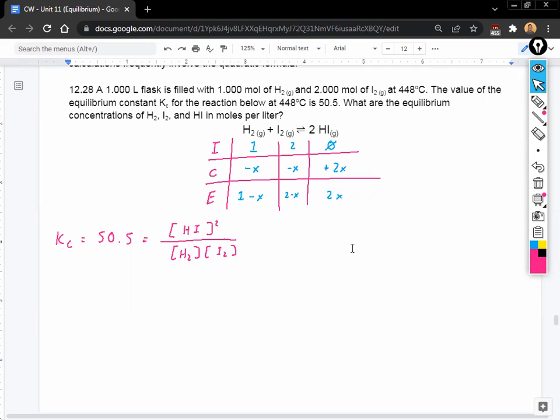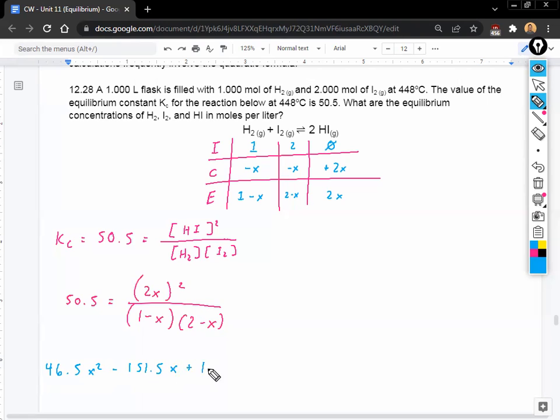And so what we're going to do is plug these values into the equilibrium constant formula. That's going to give us 50.5 equals (2x) squared over (1 minus x) times (2 minus x). From here, you know that we are going to need to use a quadratic to solve this. I'm going to skip a lot of steps for the sake of time. We're going to end up with 46.5x squared minus 151.5x plus 101 equals 0. And that's going to be our quadratic.